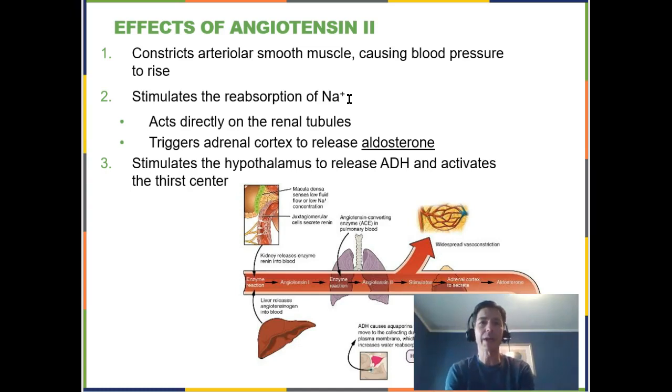At any rate, the third thing here that I have angiotensin 2 doing is stimulating your hypothalamus to release antidiuretic hormone, which is going to, via another mechanism, cause your kidneys to concentrate your urine more and reclaim more water from the filtrate. And it also makes you thirsty so that you drink and bring your blood volume and therefore blood pressure back up.